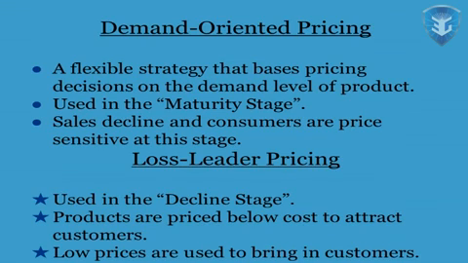The next one is demand-oriented pricing. It's a flexible strategy that bases pricing decisions on the demand level of the product. It is used in the maturity stage of the product's development. Sales decline and consumers are price sensitive at this stage. The last strategy is loss leader pricing. It's used in the decline stage of the product, and the product's prices are below cost to attract customers. Low prices are used to bring in customers.